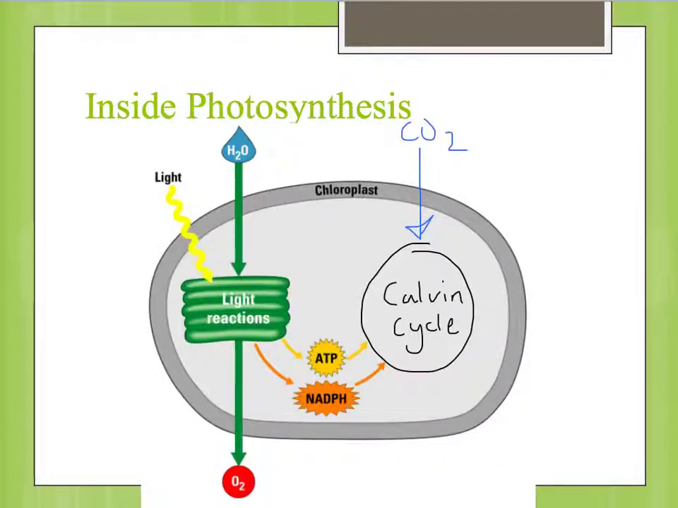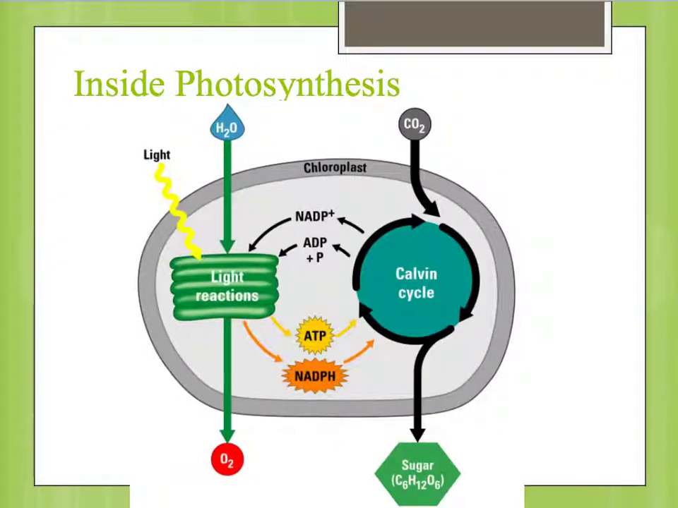And then all of that gets rearranged using the energy from the light reactions into a molecule of simple sugar. So that simple sugar is usually glucose, but it can also be galactose or fructose. And that's the basics of photosynthesis.